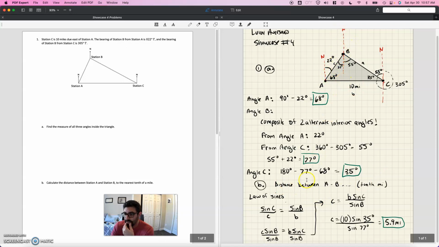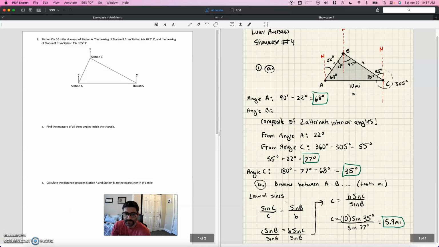I used the law of sines to get side c. The sine of big C over little c is equal to the sine of B over small b. Through some algebra, I solved for c and then plugged in numbers. The question asked for the nearest tenth of a mile, so I solved this with the calculator, and it came out to about 5.888, and then I just rounded it to 5.9 miles. So that is that.